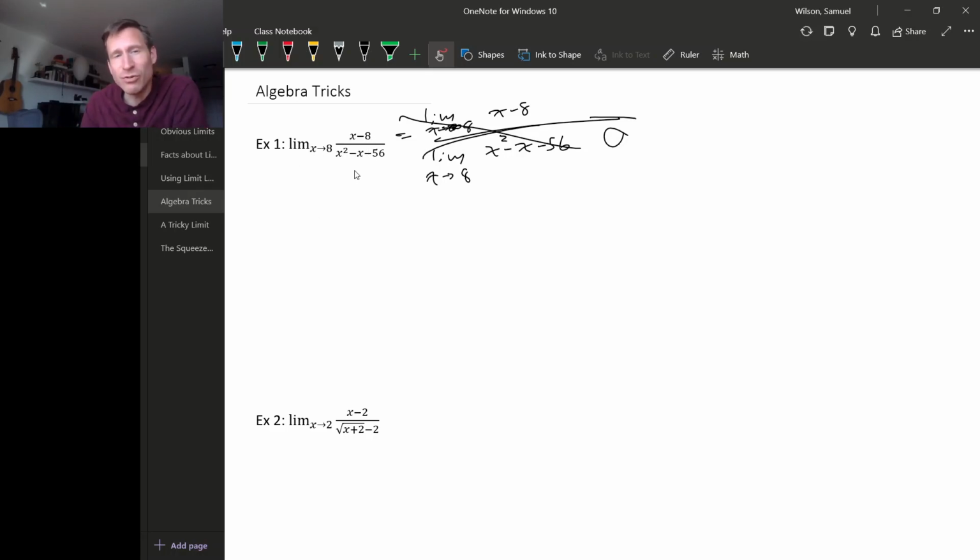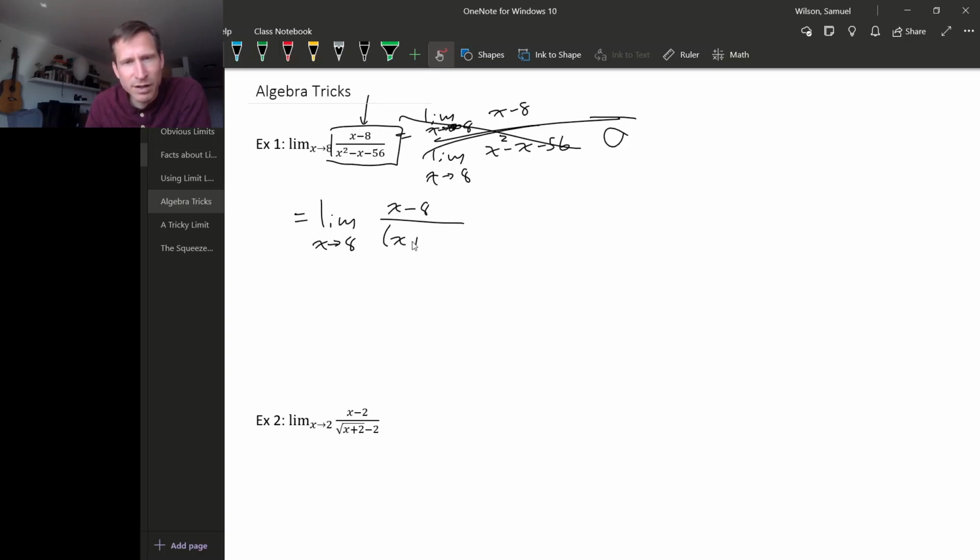Well, one thing that we can do is we can do algebra on this expression before trying to evaluate the limit. So let's leave the limit alone for the moment, limit as x goes to 8, and let's just think about what sort of algebra tricks we might use for this kind of expression. Well, this is a rational expression, so one thing we might do is factor it to see if anything simplifies. The numerator is already factored because it's degree 1, but the denominator looks like it's (x plus 7) times (x minus 8). But now that we have this factored, we should be able to simplify this ratio, right?